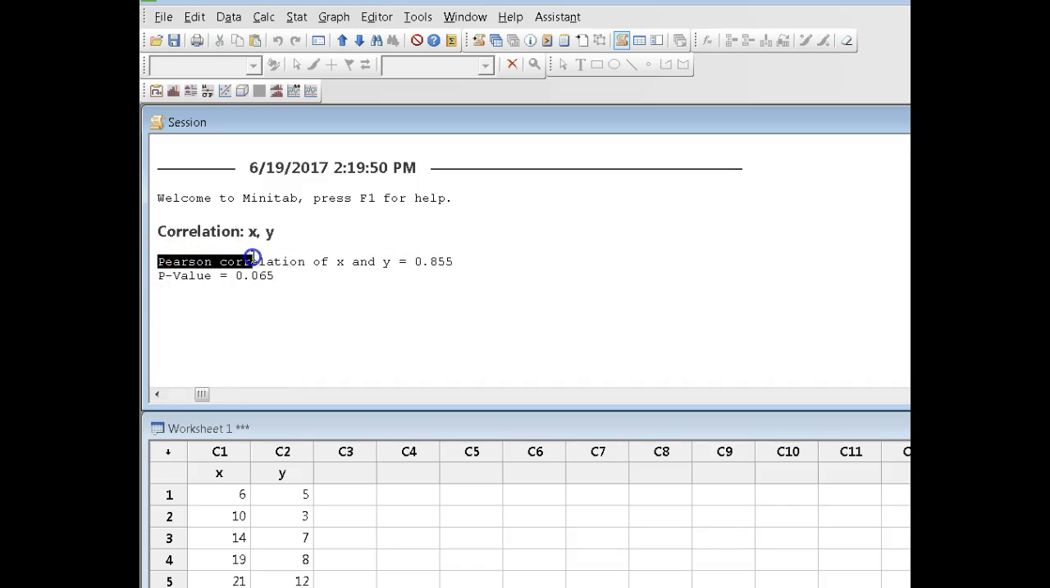Now notice it doesn't tell me that this thing actually represents R, but that is what it is. It's referred to as Pearson's R. This business with the p-value, we're going to ignore the significance of this for the time being. Alright, in a separate video I'm going to show you the scatter plot for these data.